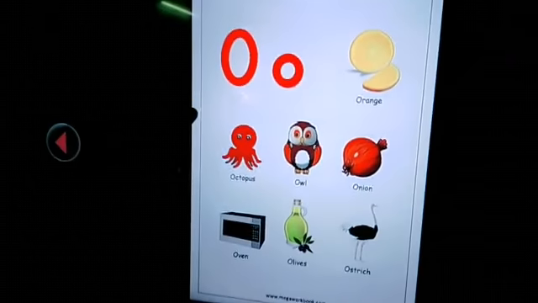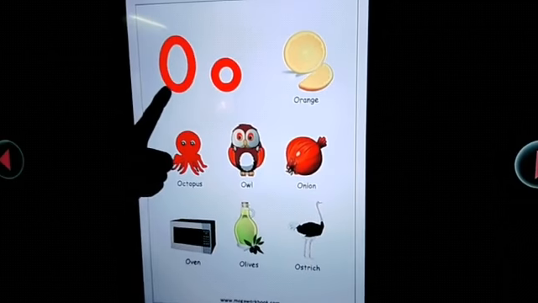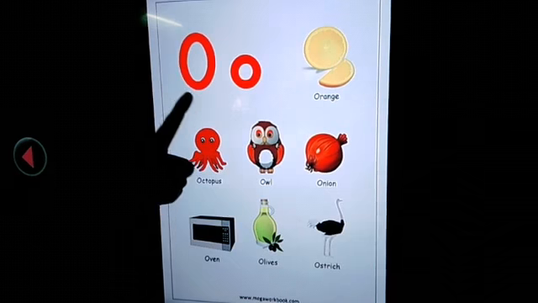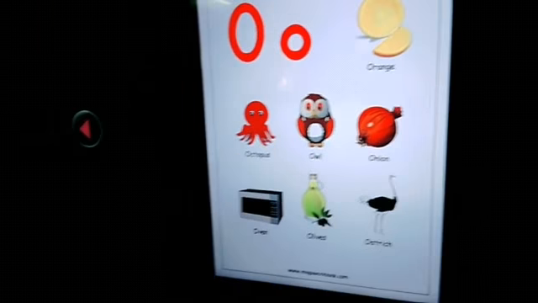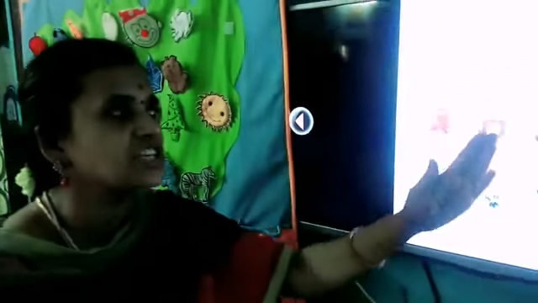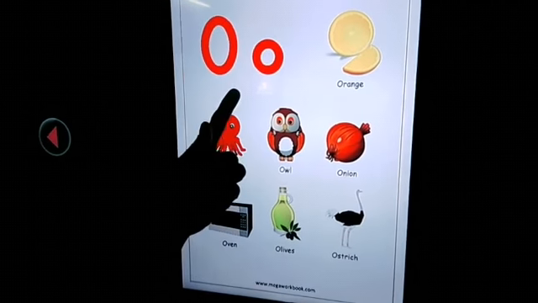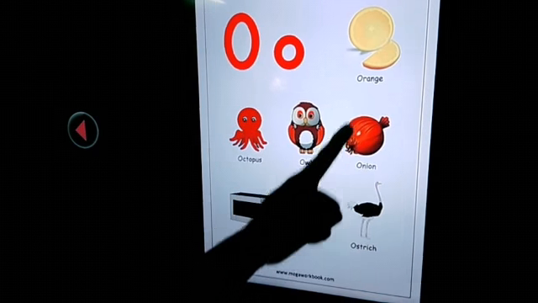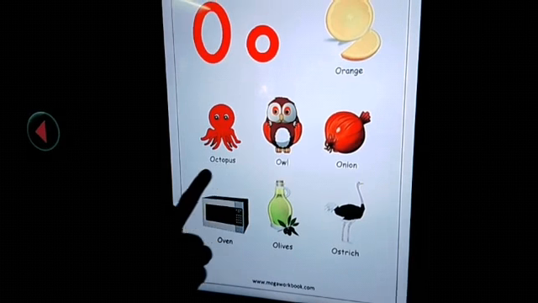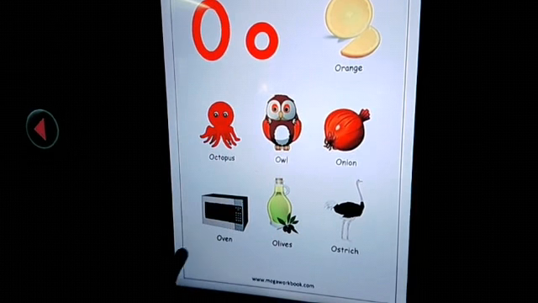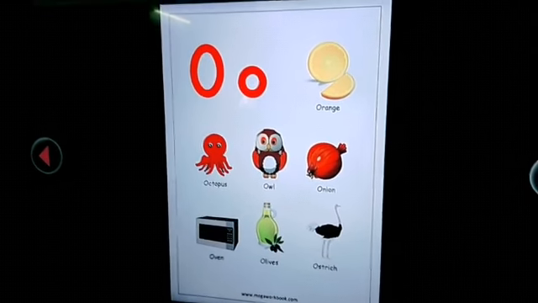Everybody say, look here. What is this letter? Yes. Good job. This is letter O. This is capital O. This is small o. See, we can see many objects starting with letter O. O for orange. What is the sound of letter O? Orange. Onion. Owl. See the octopus? Octopus. Oven. Olives. Ostrich. Okay, baby?